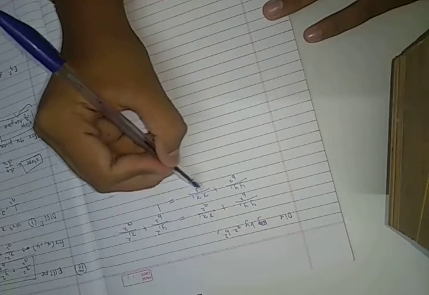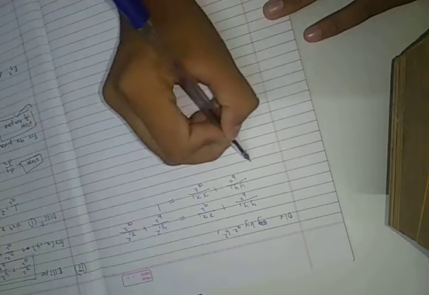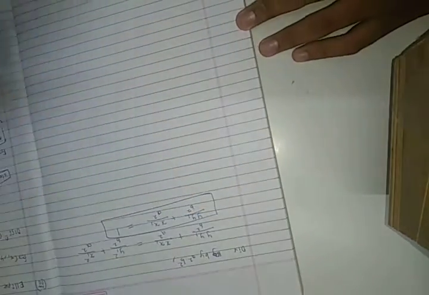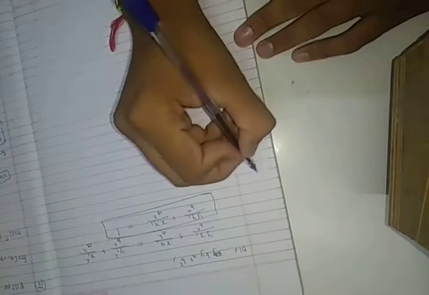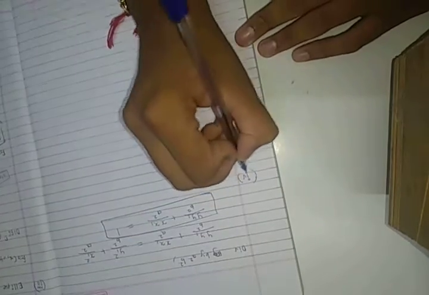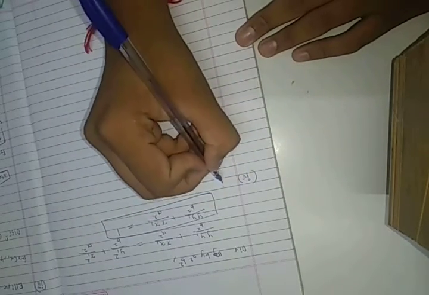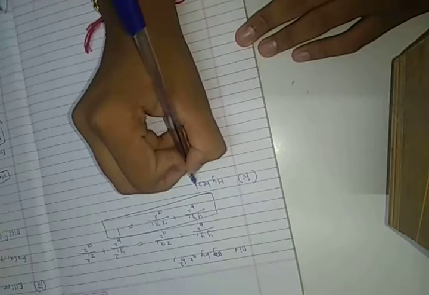Y1 upon b square plus x1 upon a square is equal to 1. This is the equation. See, these equations also complement each other. They are just like the same. So this is the equation of tangent for an ellipse. Let's move towards the fourth one, which is hyperbola.